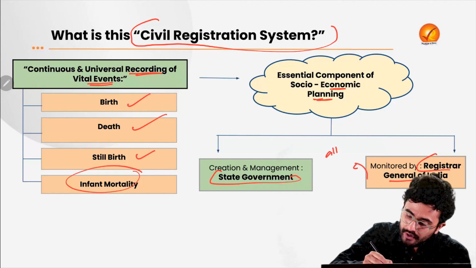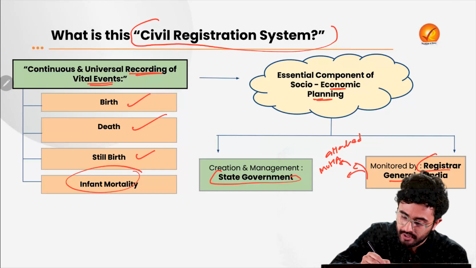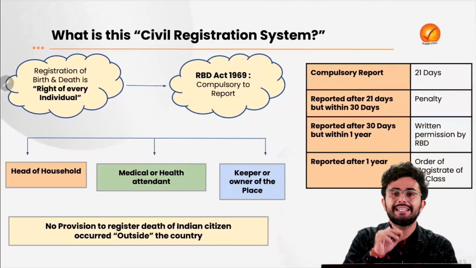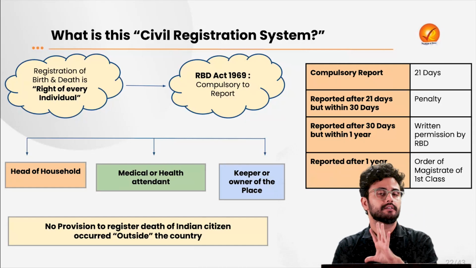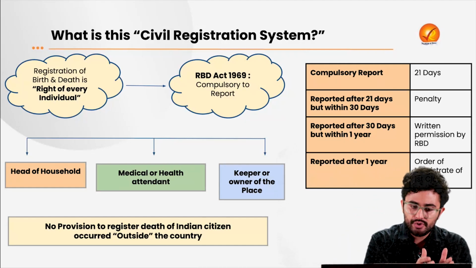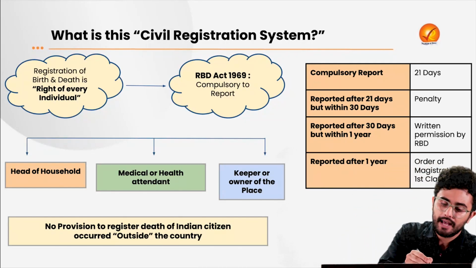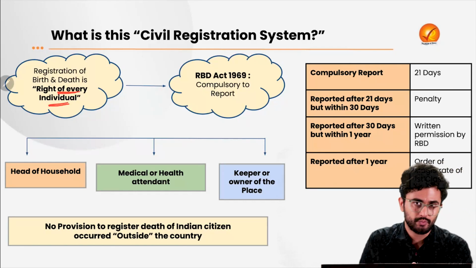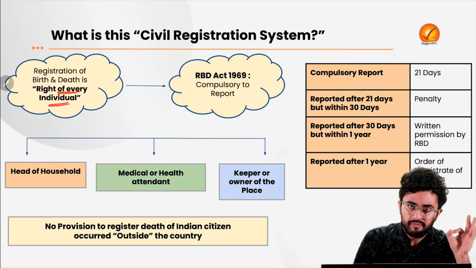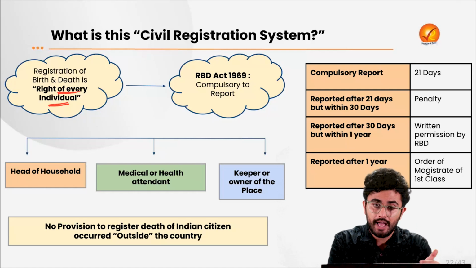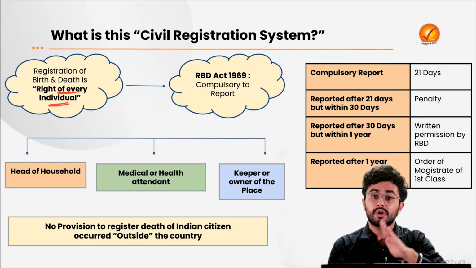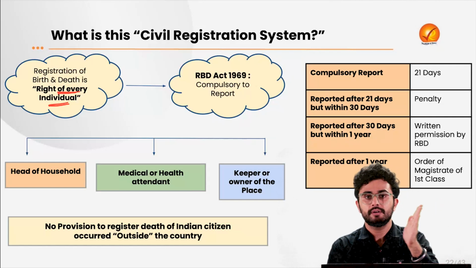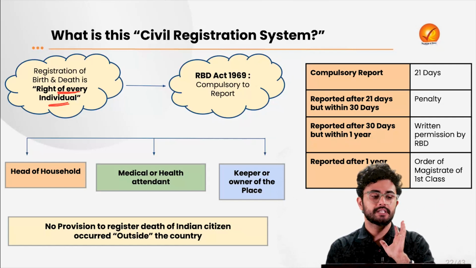The Registrar General of India is an attached office under the Ministry of Home Affairs, created in the year 1961. So what does this civil registration system actually do? The idea is that the registration of birth and death is considered the right of every individual. Thus, the Registration of Birth and Death Act of 1969 makes it compulsory for various stakeholders to register these births and deaths which are taking place.